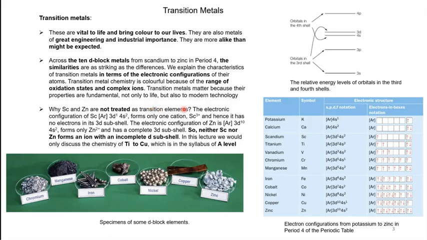Why? Well, if we look at the electronic configuration of scandium, we can have only the scandium 3+ ion, only 1 oxidation state. And if it's scandium 3+ ions, then we do not have any electrons in the 3d subshell. If we go to zinc, then we have the zinc 2+ oxidation state. Zinc has only 1 oxidation state, and that is +2. And that is a complete 3d subshell.